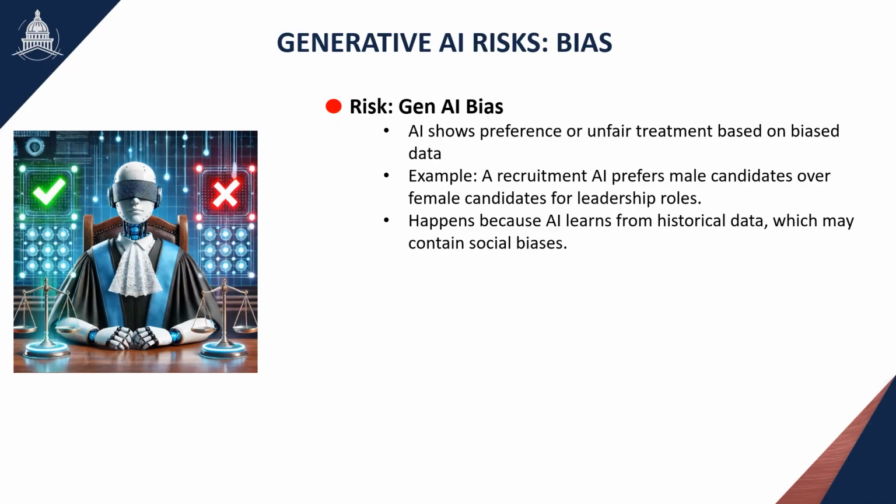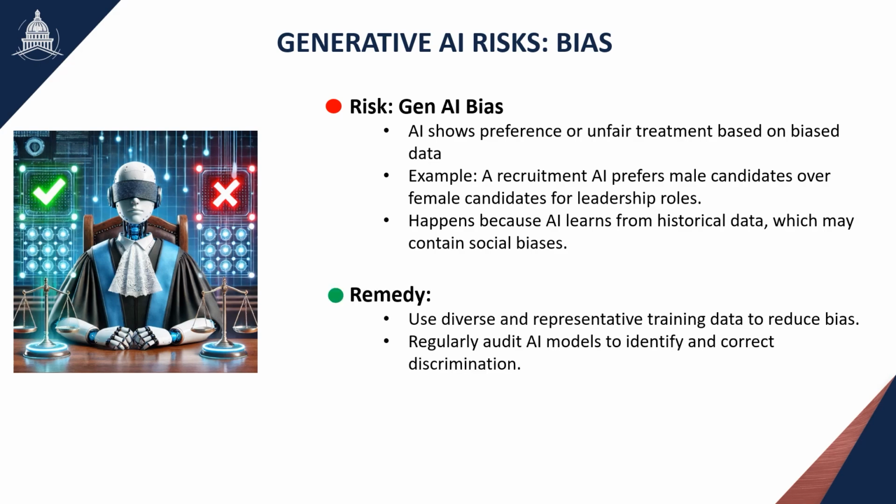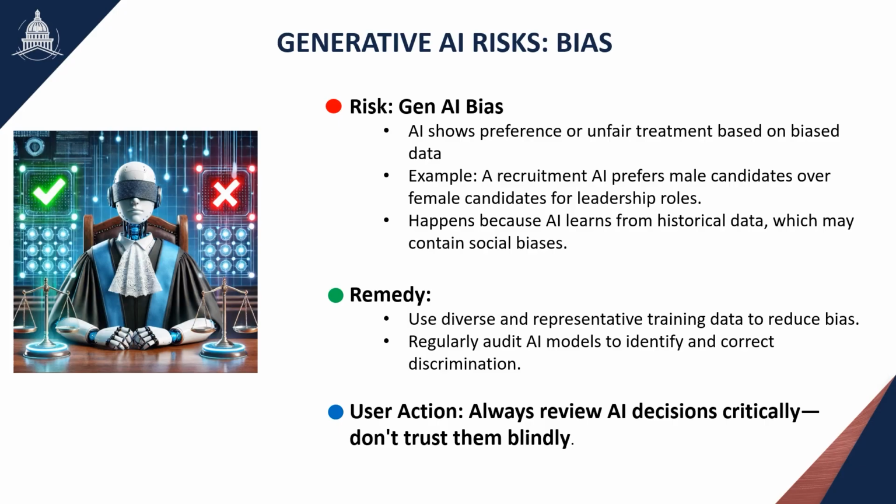So, how do we avoid AI biases? AI bias may be avoided by using diverse and representative data when training AI models. Second, conducting regular bias audits to identify and fix discrimination. The key takeaway here: AI is powerful, but fairness depends on how we use it and on what data it was trained on. Bias in the data may reflect human bias. So, always review AI decisions critically. Do not trust them blindly.